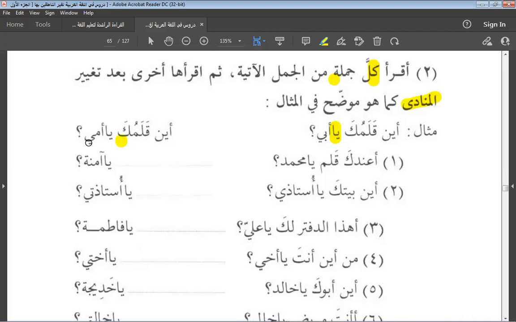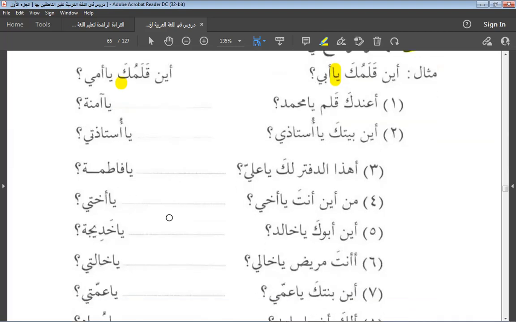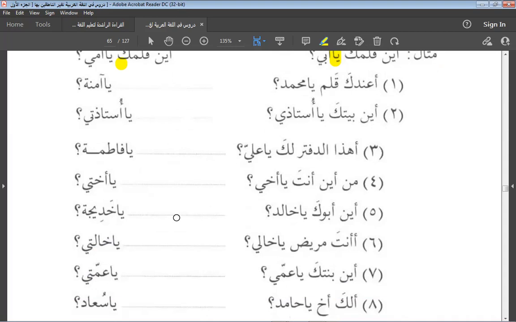Okay, so that is just what they want from us. So أعندك قلم يا محمد. So here you say أعندك قلم يا آمنة. أين بيتك يا أستاذي. أين بيتك يا أستاذتي. Okay, so that's just the changes we'll be doing to all of them.